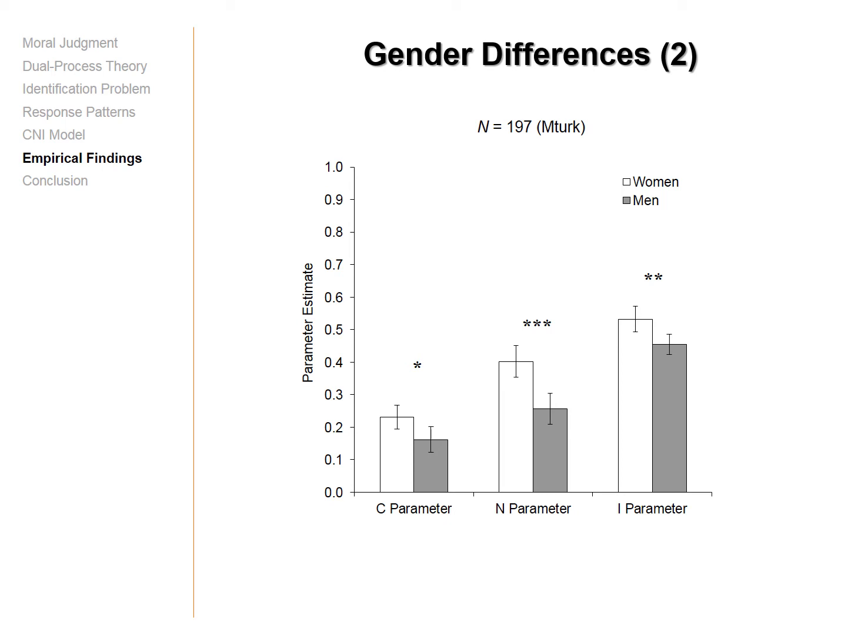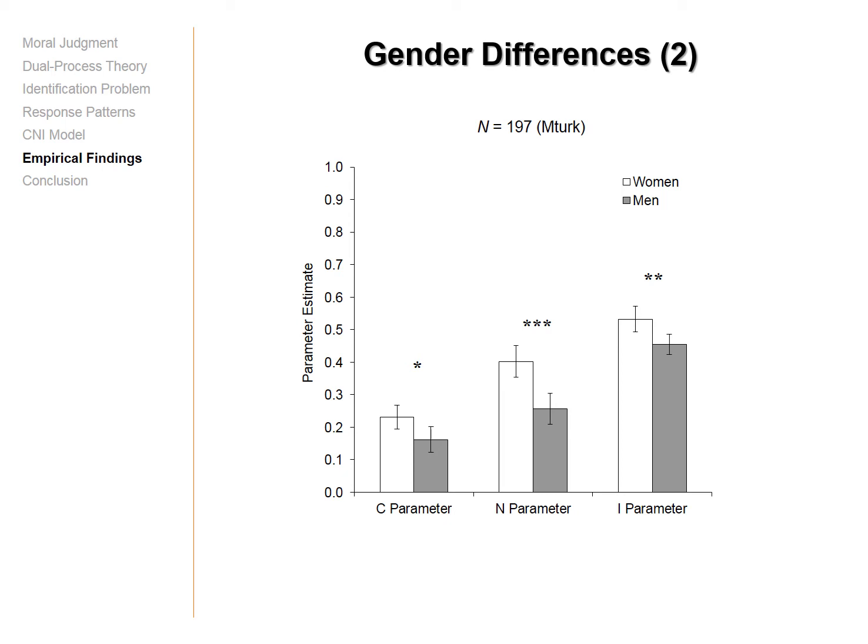Replicating the results of our first study, women showed a significantly higher score on the N parameter, suggesting that women were more sensitive to moral norms than men. Women also showed a significantly higher score on the I parameter, suggesting that women have a stronger general preference for inaction than men. In this study, there was also a significant effect on the C parameter, such that women showed a greater sensitivity to consequences than men.